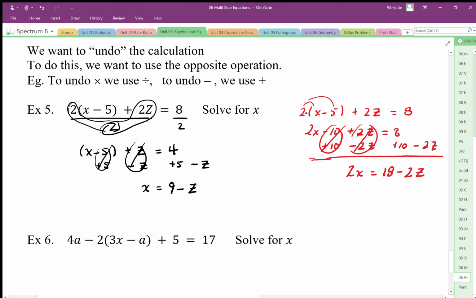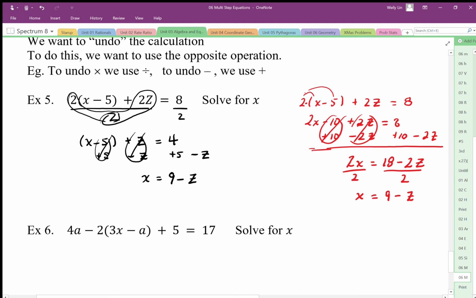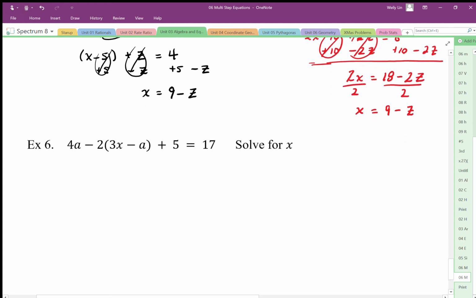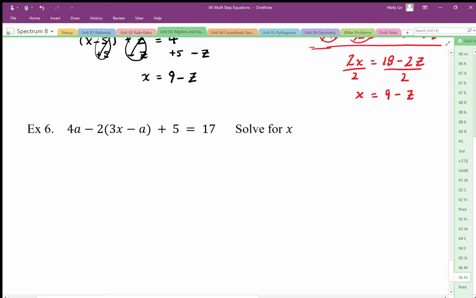Okay, so then I can divide both sides by 2, but remember I have to divide everything by 2. So get x equals 18 divided by 2 is 9. 2 divided by 2 is 1, so I only have 1 z. So it's going to look like that. X equals 9 minus z. Okay, so I'm going to do the same thing here. So basically, again, we have an extra variable in there, a, and I'm being asked to solve for x. Okay, so well, we can just treat a like any other number.